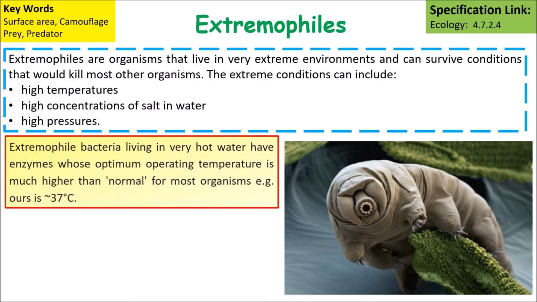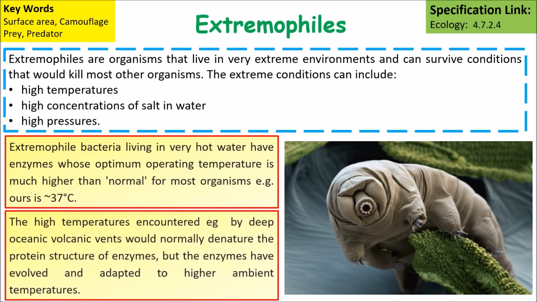Extremophile bacteria that live in hot water have enzymes whose optimum temperature is much higher than normal. So the high temperatures encountered by them do not denature these enzymes.